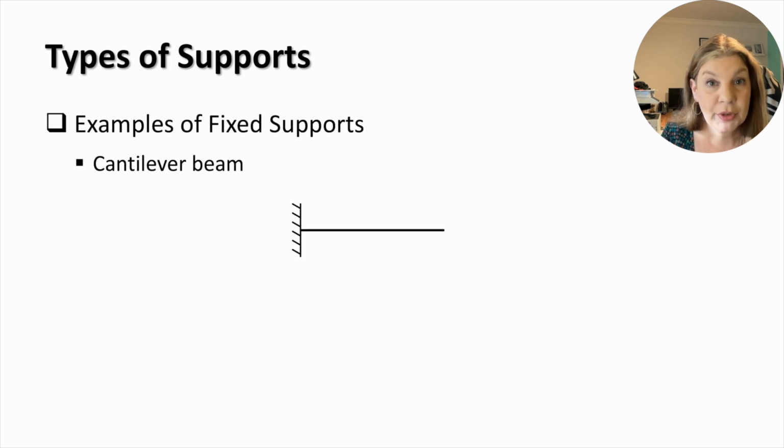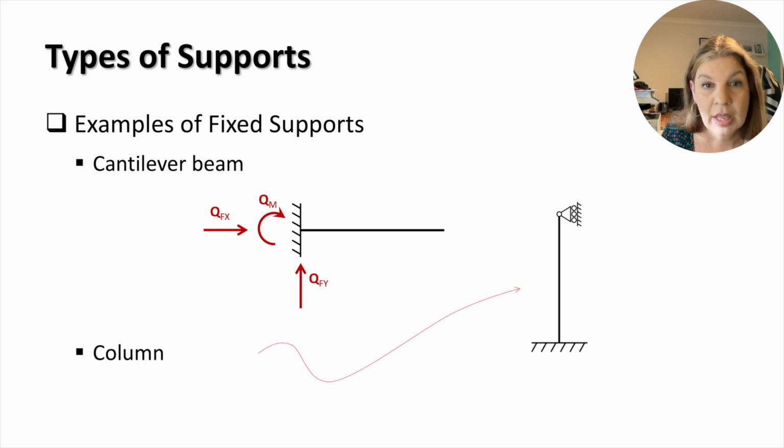Let's consider a few more examples of basic structures. This is a cantilever beam. It has a fixed support at one end. Therefore, it has two reaction forces and a reaction moment. This is a column. It has a fixed support at the bottom and a roller support at the top. Therefore, it develops two reaction forces and a reaction moment at the bottom and a horizontal reaction force at the top end. Altogether, it has four reactions.